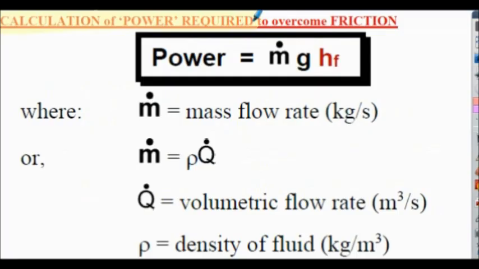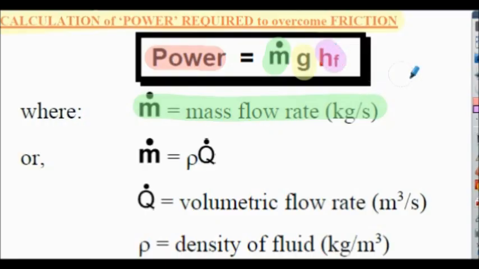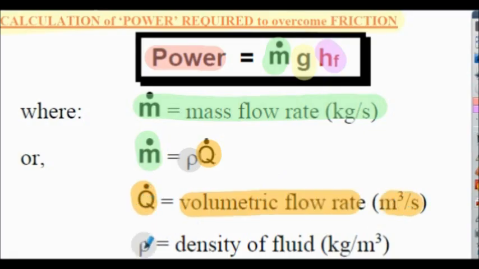Calculation of power required to overcome friction. Power is equal to mass flow rate, m dot, kilograms per second, multiplied by gravitational acceleration, g, multiplied by the frictional head, hf. Just note for reference, from our previous work, m dot is mass density multiplied by volumetric flow rate, q dot, with volumetric flow rate having the unit of meter cubed per second, and the mass density of the fluid having the unit of kilogram per meter cubed.